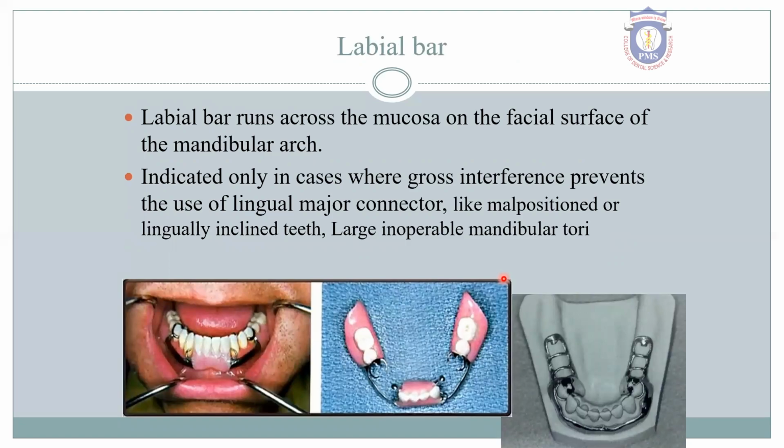The next mandibular major connector is the labial bar. The labial bar runs across the mucosa on the facial surface of the mandibular arch. All the other major connectors are lingual, but this major connector is labial. It is indicated only in cases where gross interference prevents the use of a lingual major connector, such as in the case of malpositioned or lingually inclined teeth, or in cases where there is a large inoperable mandibular tori. As you can see in this diagram, the major connector is running in the labial direction. Here, it's not lingual.